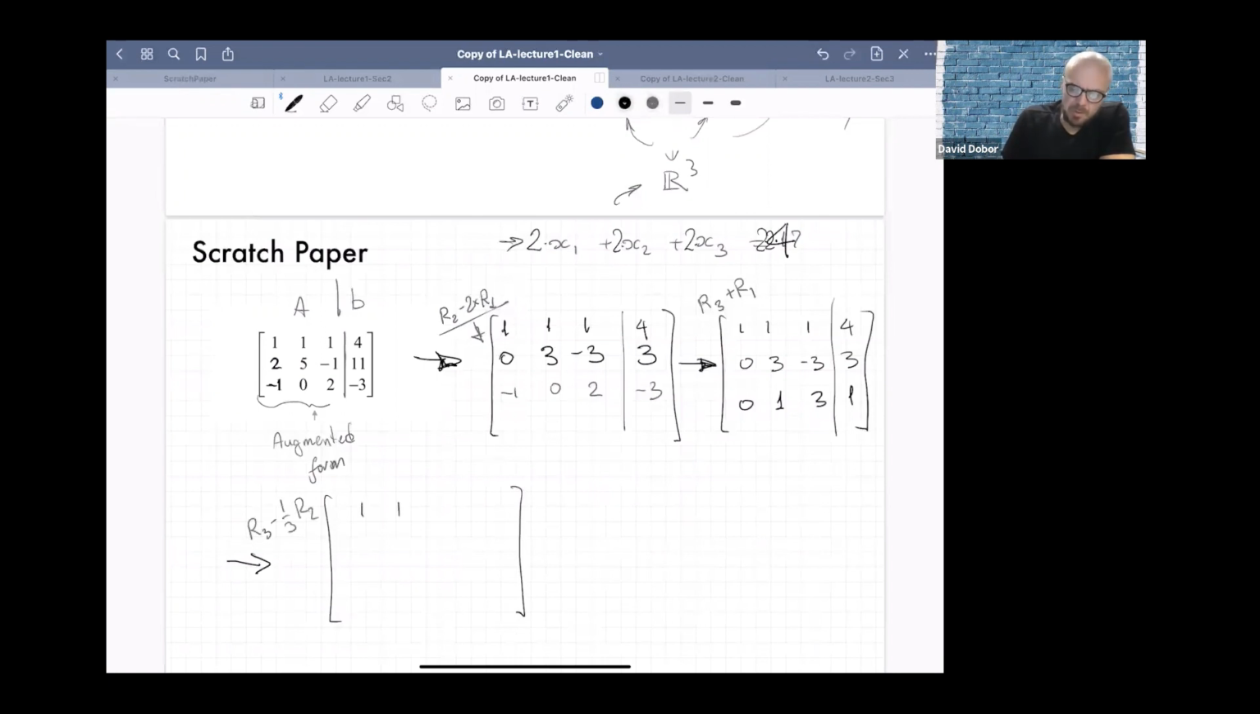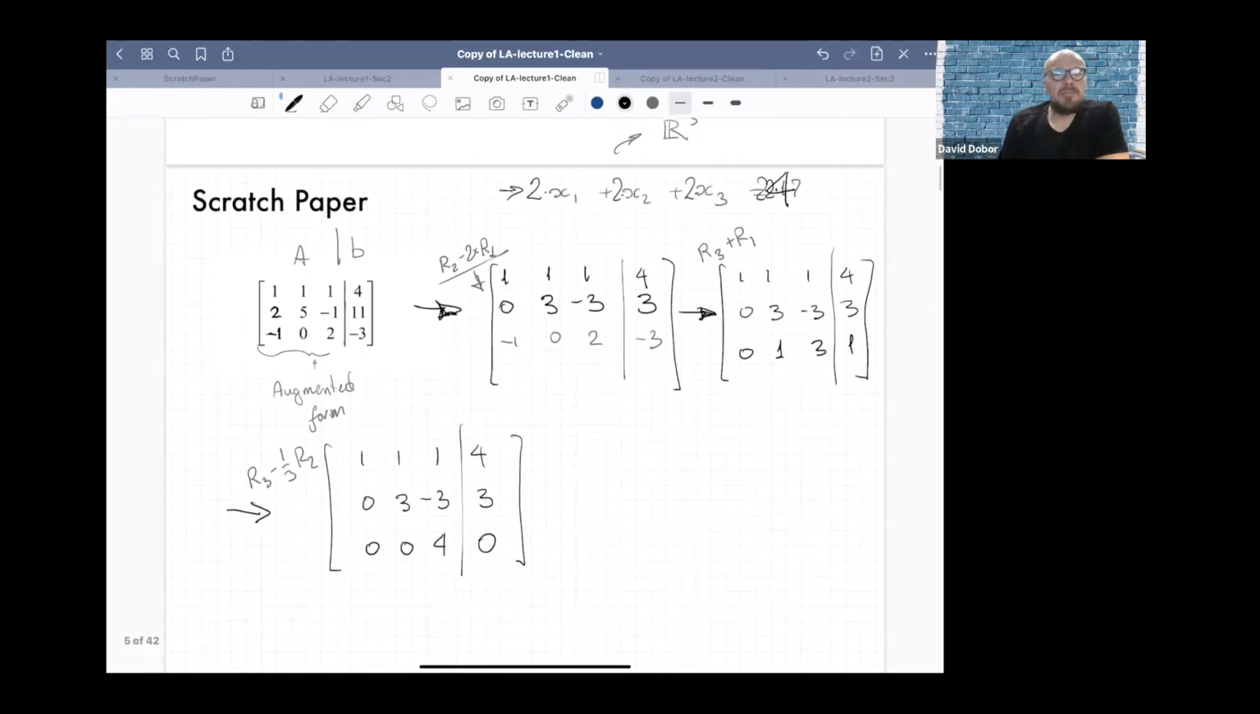It's going to be 1, 1, 1, 4. Okay, 0, 3, minus 3. Of course, I could be writing this down as like dividing this by 3. Okay, maybe that would be, but anyway, let's just do the way I've written it down. 0, 0, 3 minus 1/3 of R2. What is it going to be? 4, right? 1 minus 1/3 of 3. 0. Okay, now notice what I have.